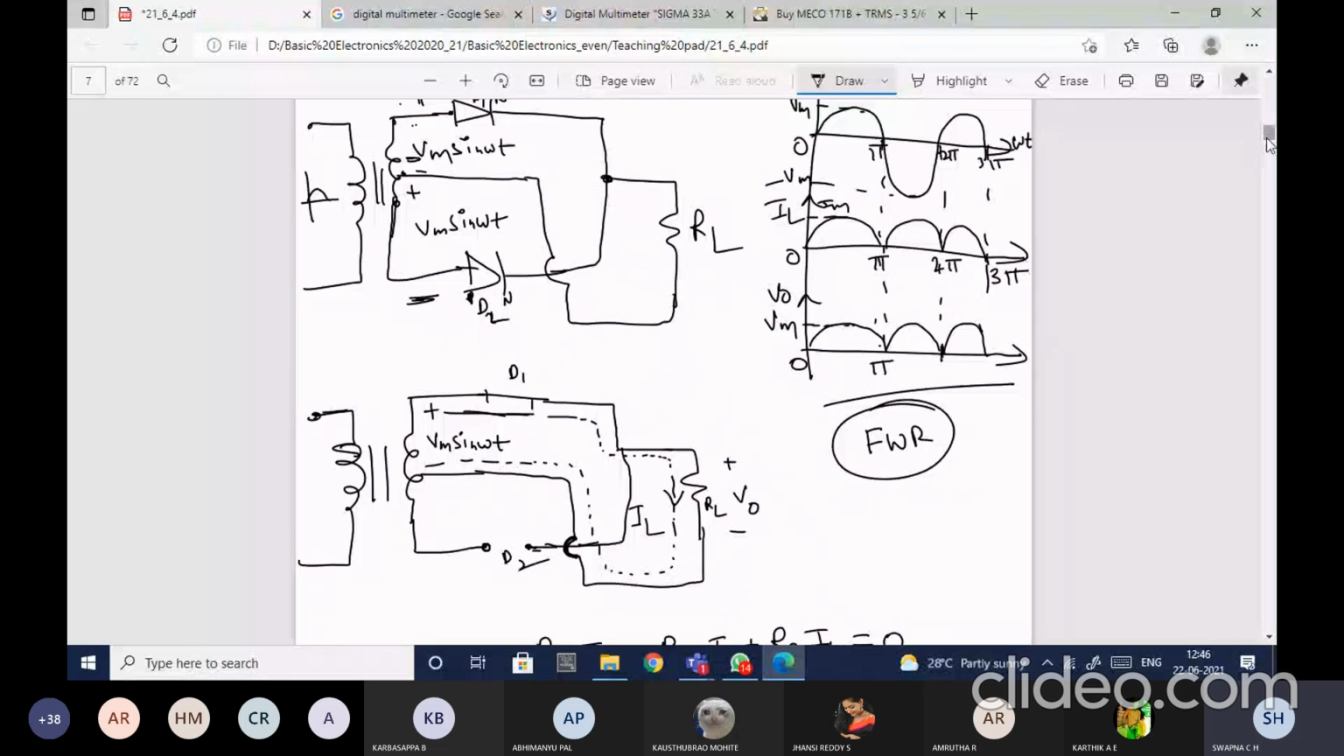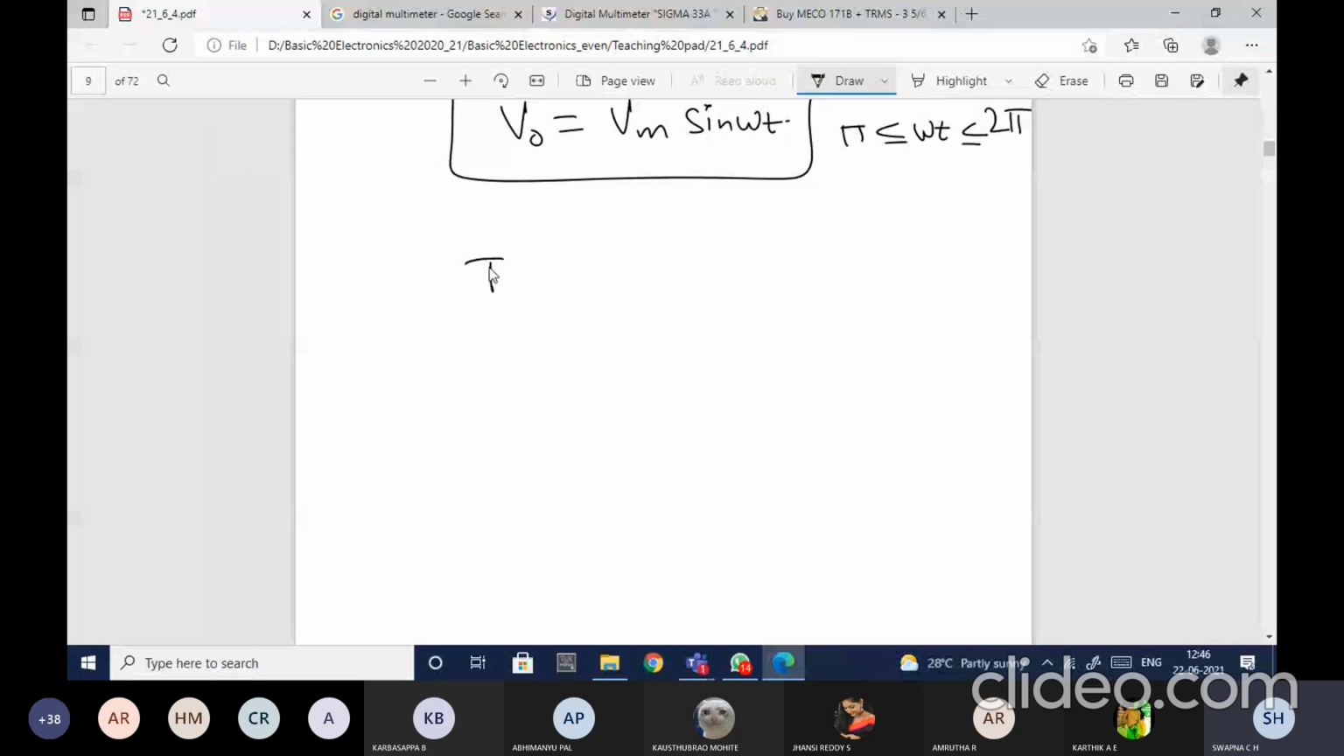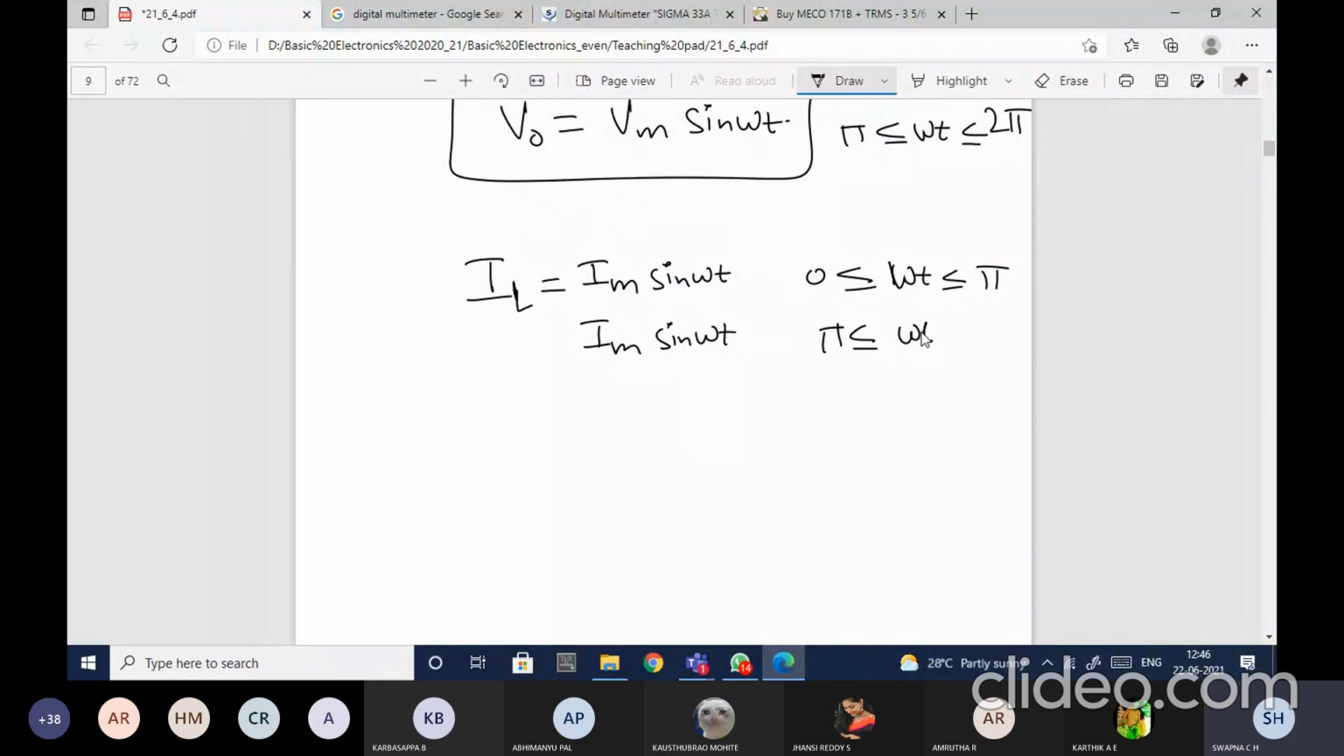Finally, I can just write the equation as IL is equal to Im sin omega t for 0 less than or equal to omega t less than or equal to pi, and it is also equal to Im sin omega t from pi less than or equal to omega t less than or equal to 2 pi.